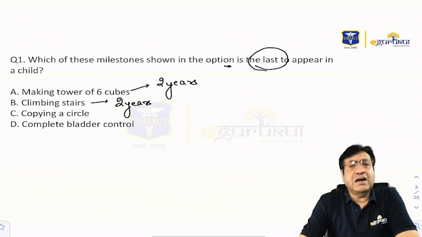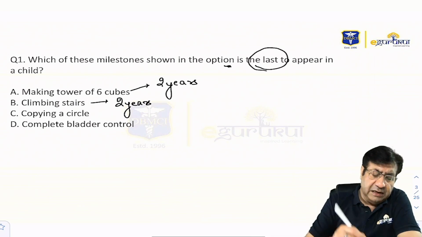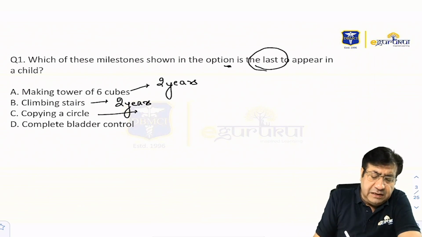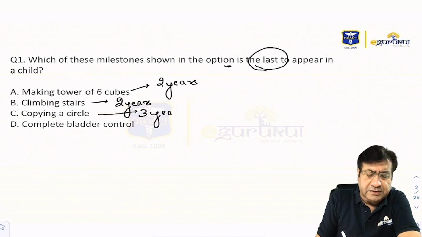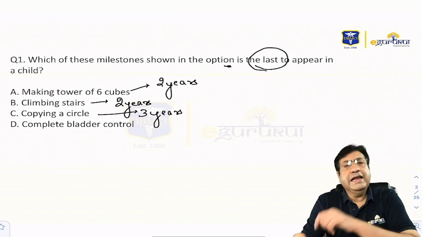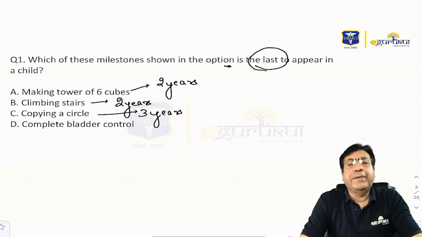But the child can start climbing stairs from the age of 2 years. Then copying a circle. A child can copy a circle at the age of 3 years. Again, in my classes, I've told a child can copy a line at the age of 2 years. Then he can copy a circle at the age of 3 years.